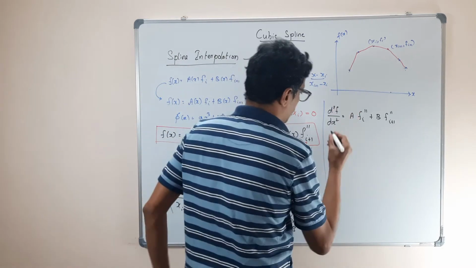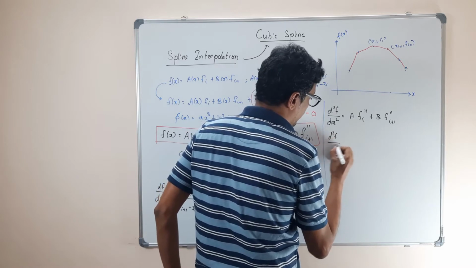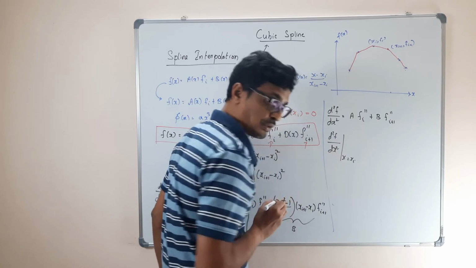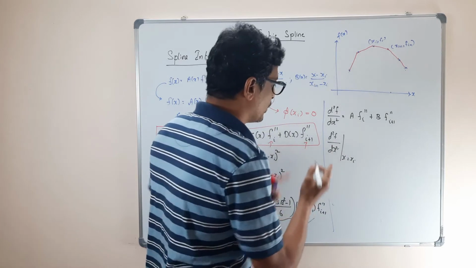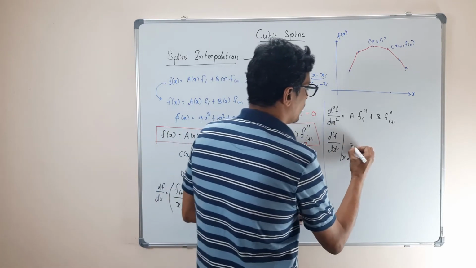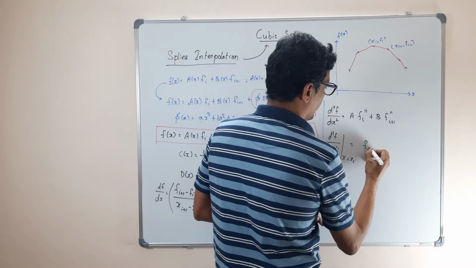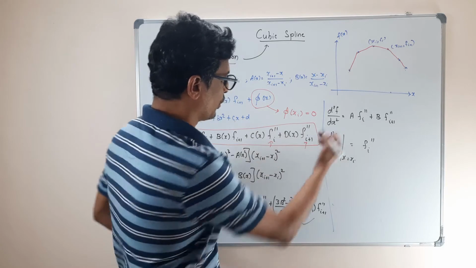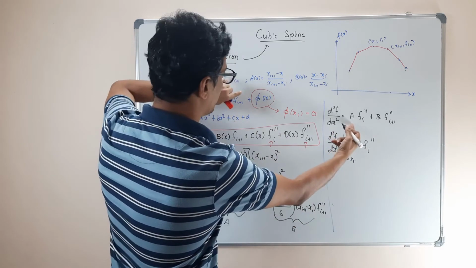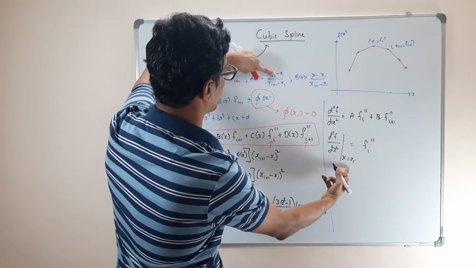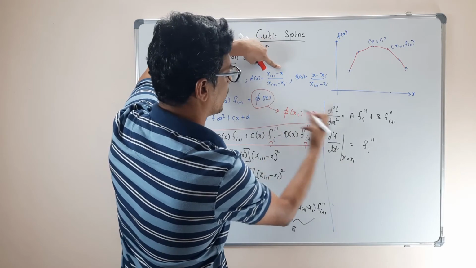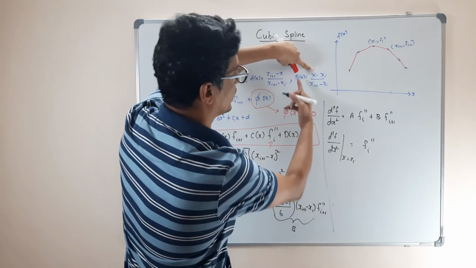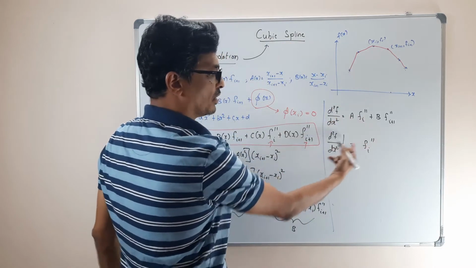So if I want to find out d square f by dx square at a certain abscissa x equal to xi, what we should get comes down to simply f of i double prime. That's what we have done. If you substitute this in, when you put x equal to xi, a becomes 1, and that's why we get f of i double prime. And when you put x equal to xi, this other term becomes 0. So we got exactly the same.